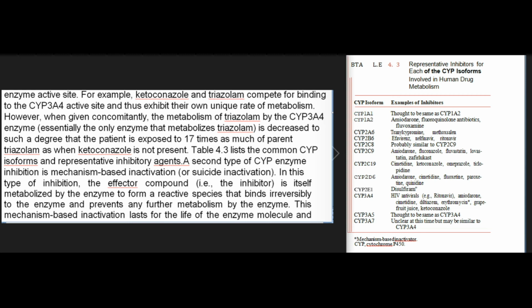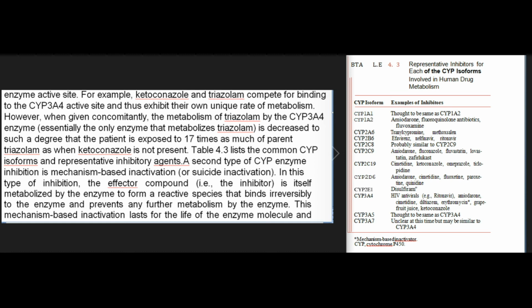For example, ketoconazole and triazolam compete for binding to the CYP3A4 active site and thus exhibit their own unique rate of metabolism. However, when given concomitantly, the metabolism of triazolam by the CYP3A4 enzyme, essentially the only enzyme that metabolizes triazolam, is decreased to such a degree that the patient is exposed to 17 times as much of parent triazolam as when ketoconazole is not present. Table 4.3 lists the common CYP isoforms and representative inhibitory agents.